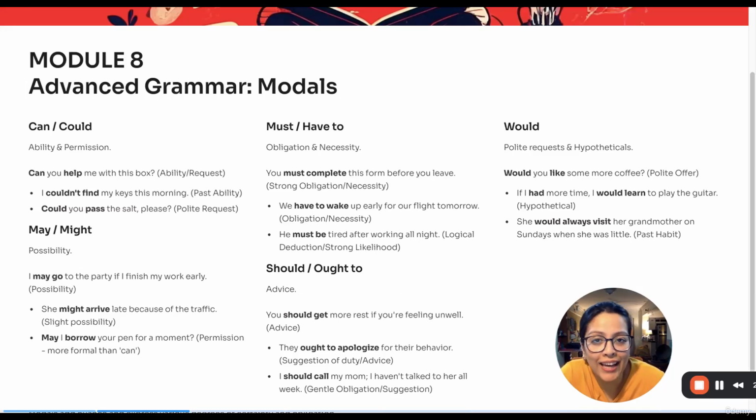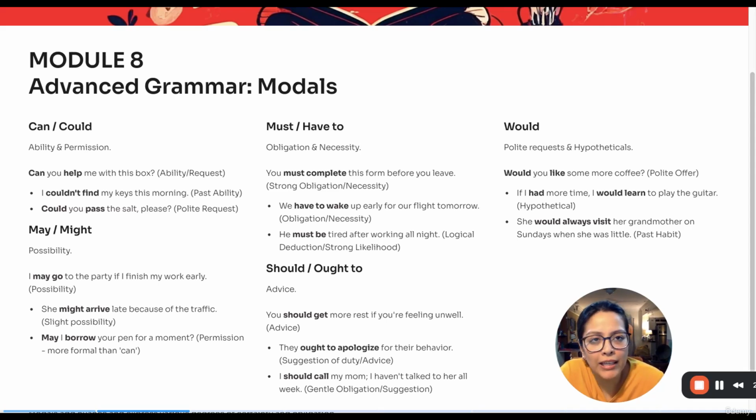The difference between can and could. As pointed out earlier in the sessions, can is used to talk about ability and permission. Can you help me with this? It is, do you have the ability to help me with this? Can you help me with this?